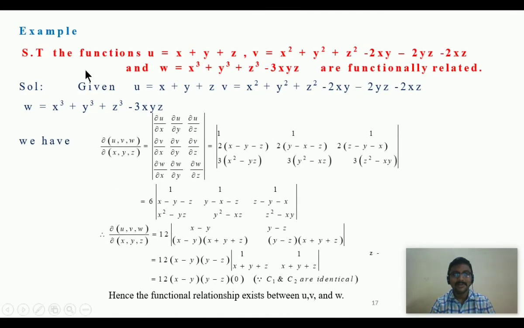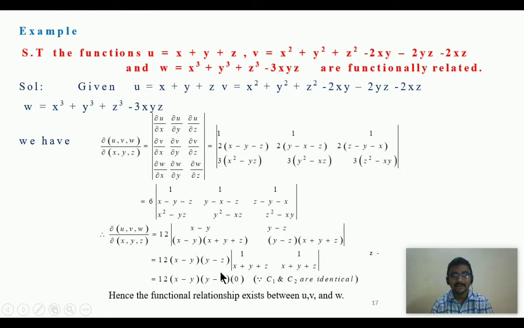Another problem, show that the functions u, v, w are functionally related. Functionally related means we have to show that the Jacobian value is equal to 0. Computing the partial derivatives which are required in the determinant of dou of u, v, w by dou of x, y, z. So the partial derivatives are computed, substituted, and then simplified. To simplify, we have to take out the common: 2 is taken out as common in the second row, and 3 is taken out as common in the third row. That is 2 into 3 is 6, and simplifying the determinant.